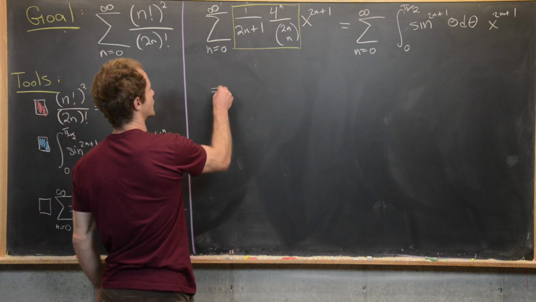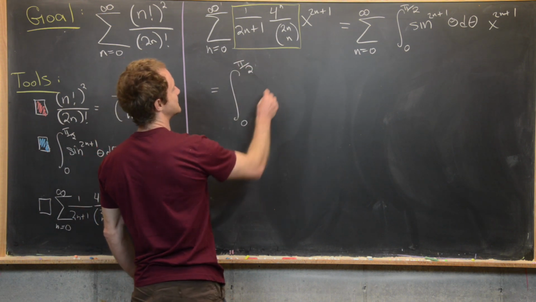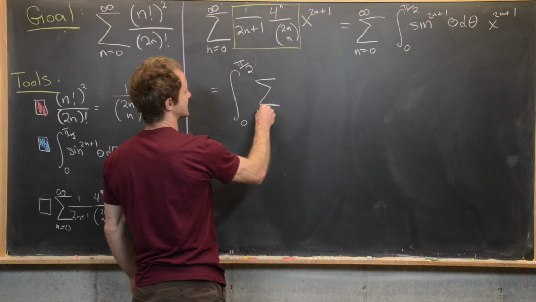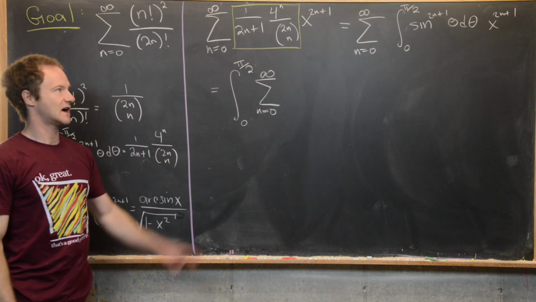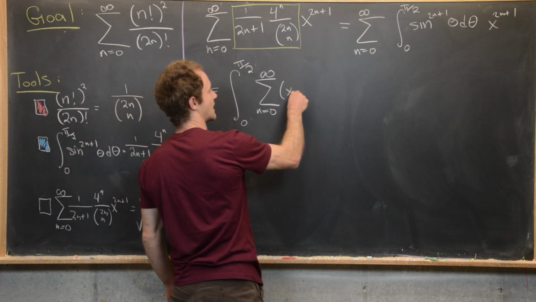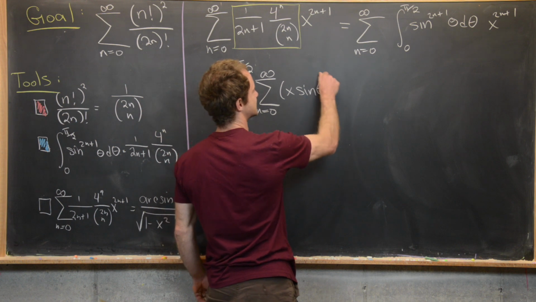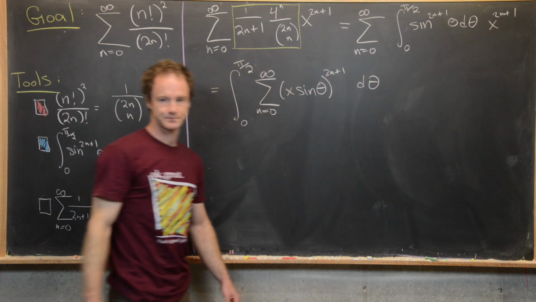So I'm going to go ahead and rewrite this as the integral from 0 to pi halves. And now I've got this sum as n goes from 0 to infinity. Now notice my power of sine and my power of x are the same, so I'm going to smash those together. I've got x times sine theta to the 2n plus 1, and then d theta.